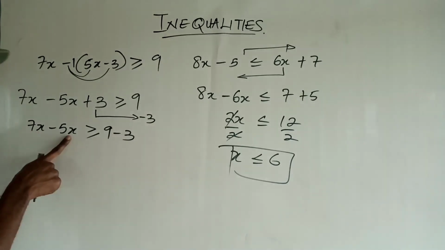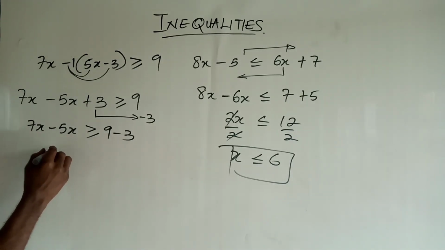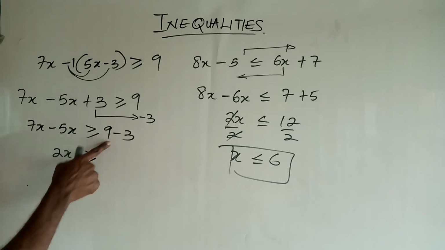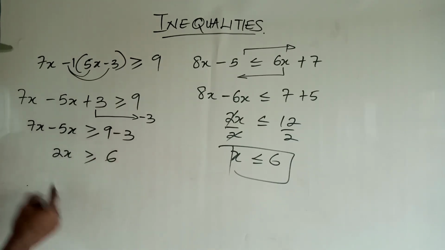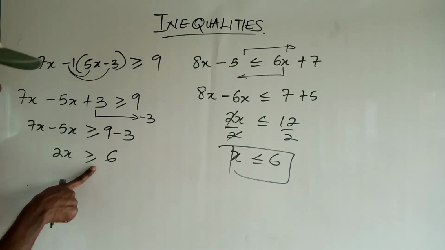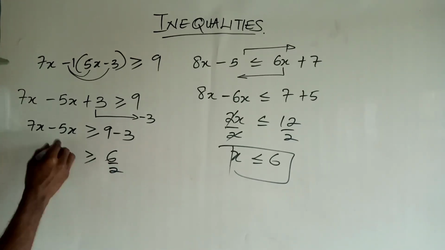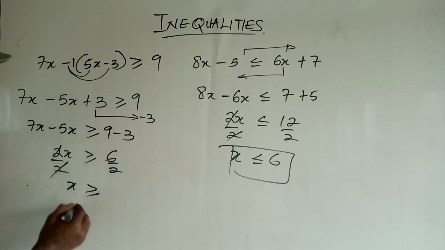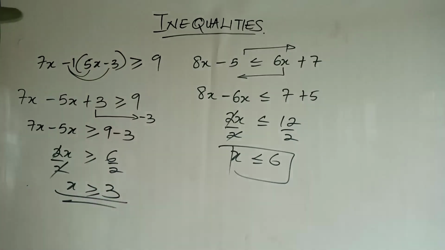And 7x minus 5x will give me 2x greater than or equal to 9 minus 3, of course, is 6. And you want to divide both sides by a positive number, so the inequality will not change. So you divide both sides by 2, this guy will cancel out, so x is greater than or equal to 3.